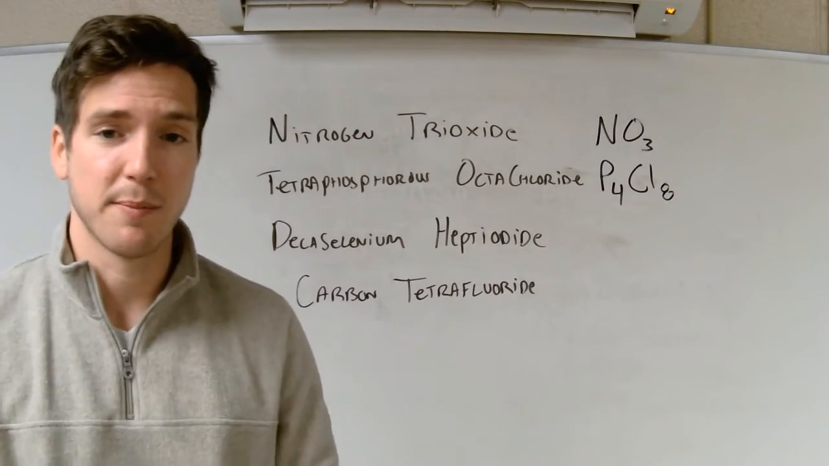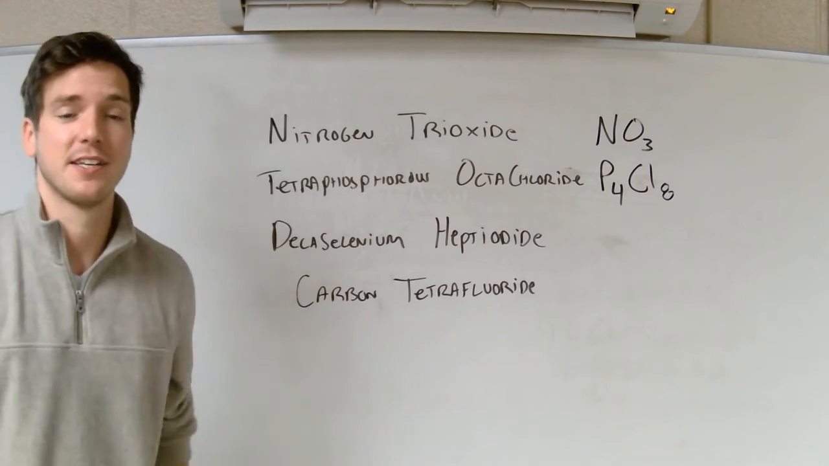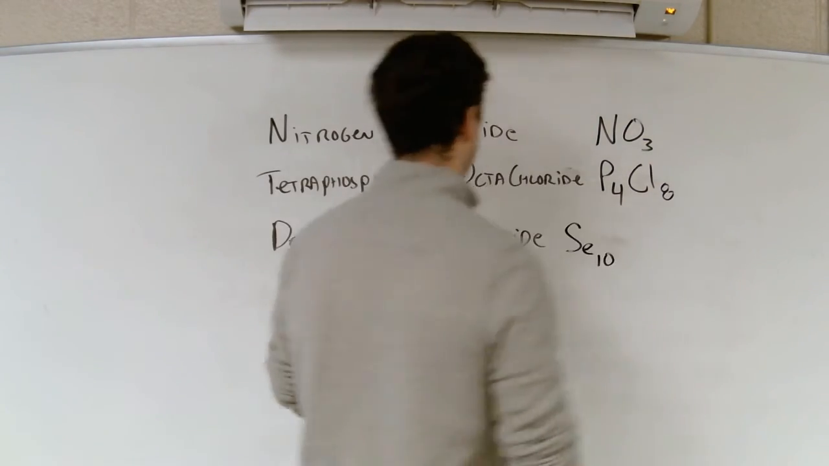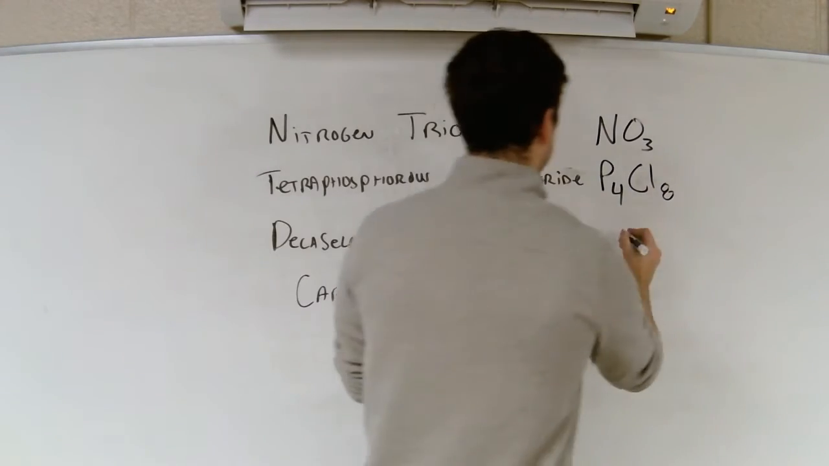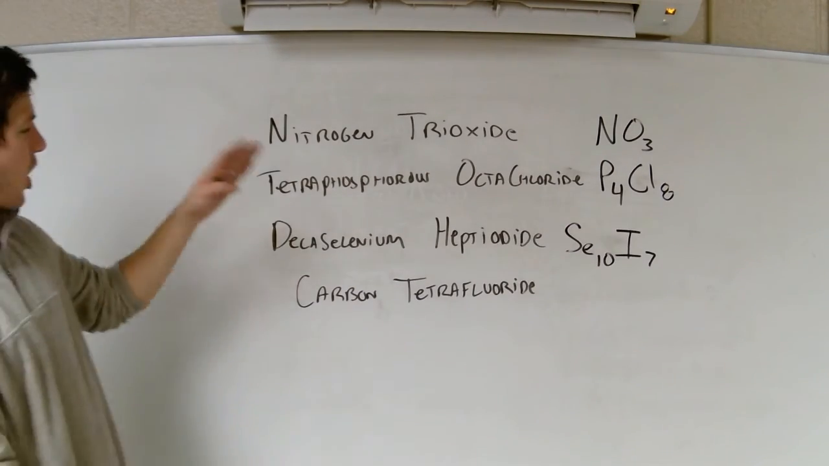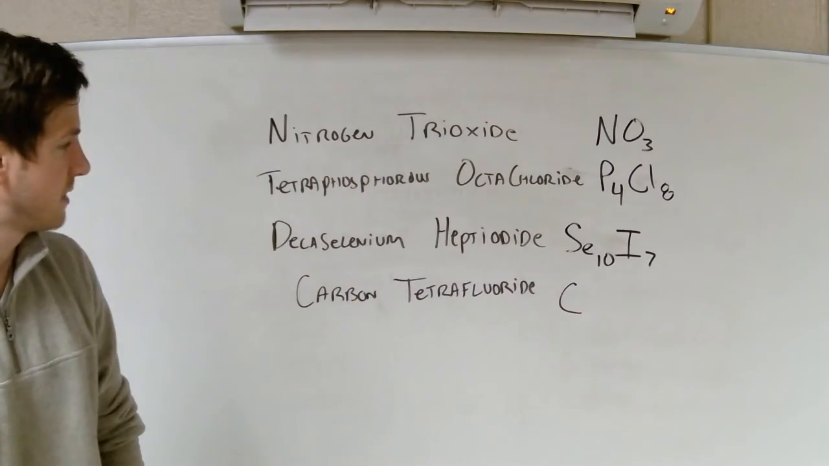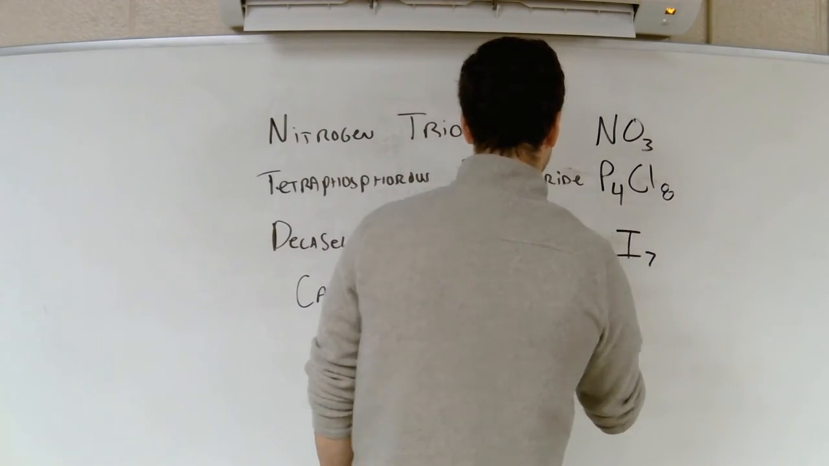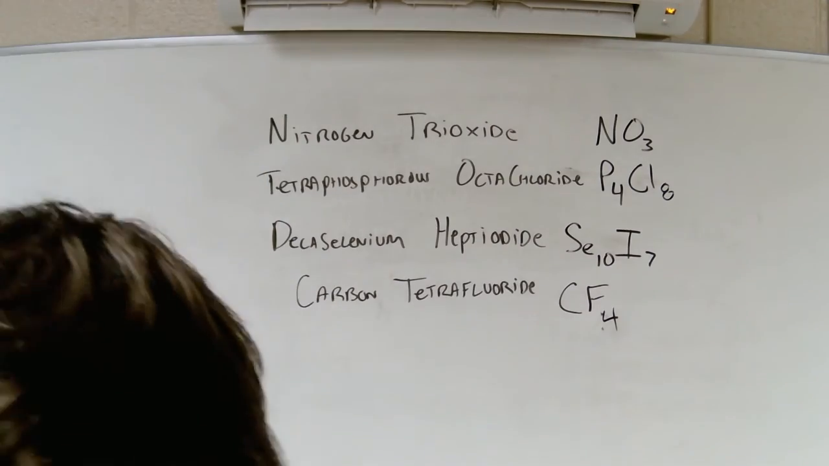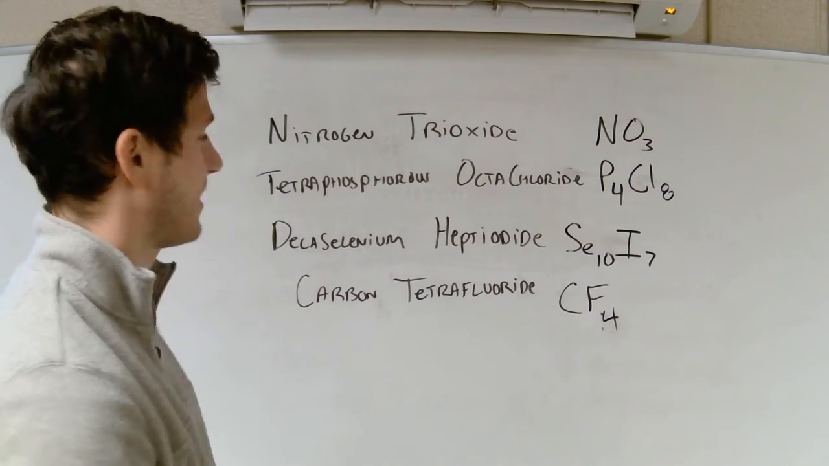I look at decaselenium heptiodide. I see some prefixes there. It's obviously covalent. No need to balance charges here because the name tells us how many there is of each ion. Decaselenium, that means 10. 10 seleniums. Heptiodide. Iodide is iodine, and hepta is 7. Hexa is 6, hepta 7. And then carbon tetrafluoride. Carbon, just C. Tetrafluoride is 4 fluorides. So pretty easy to go from name to formula. Easy to identify. Once you see a prefix, you know you're just writing down however many they tell you.